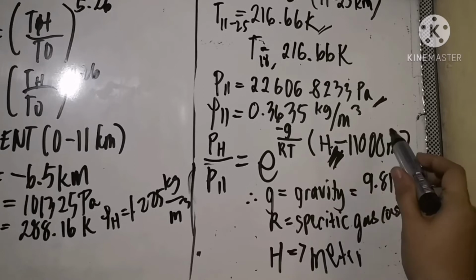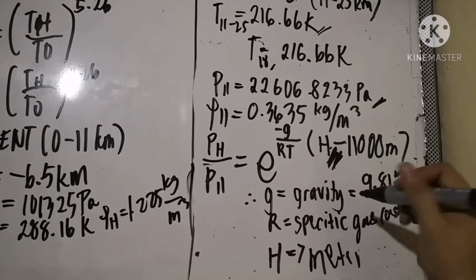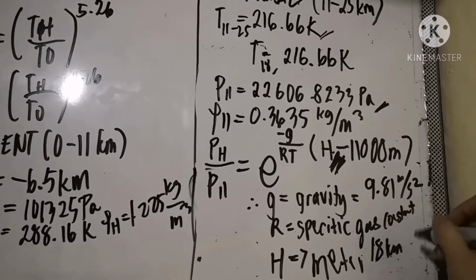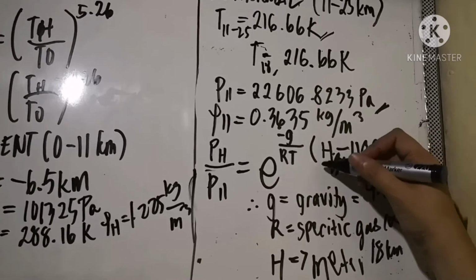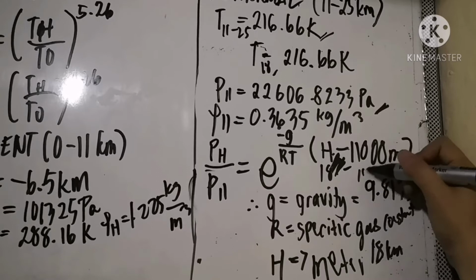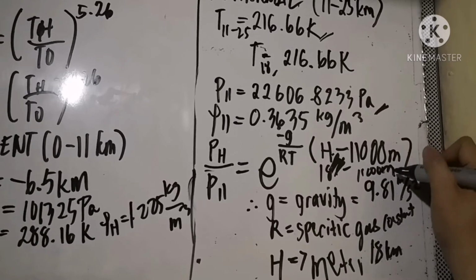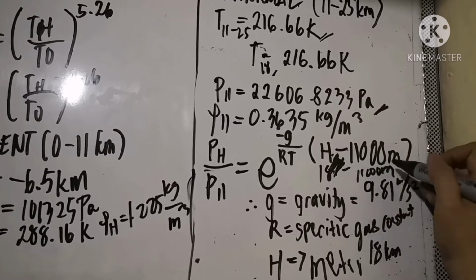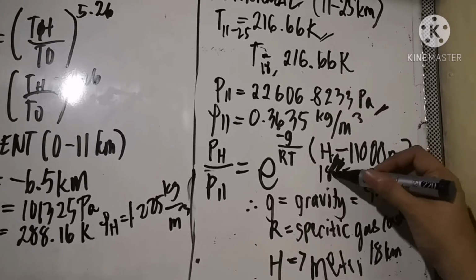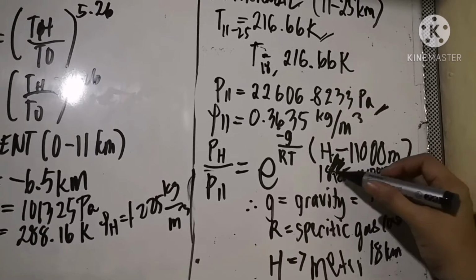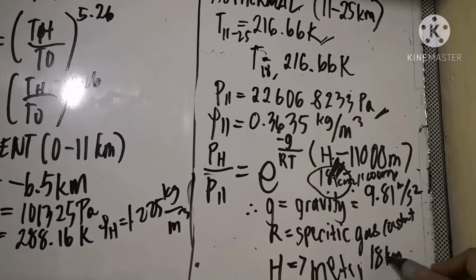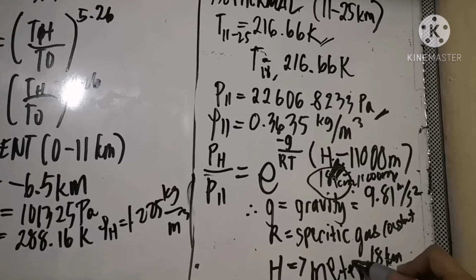Para ma-minus sila. So, kunyari, ang tanong sa inyo ay 18 kilometers. Siyempre, gagawin nyo siyang meter. Kasi, pag minus mo yung 18 minus 11,000 meters, super laki ng negative niyan. Hindi mo rin siya ma-minus kasi meters to, ito naka-kilometers. So, kailangan i-convert mo muna to into meters. Okay? So, in meters dapat yung height.